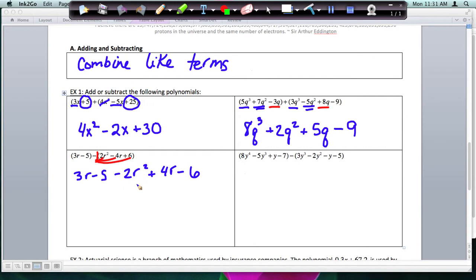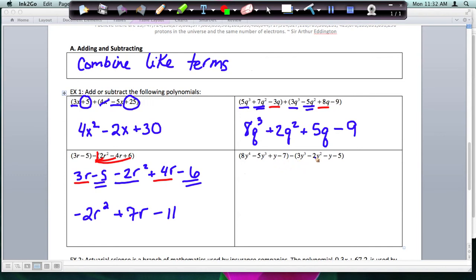Now I'll combine like terms, and again I'll start with my largest exponent, so the negative 2r squared. And now I want to combine my r's, and I have a 3r plus 4r, which will give me a 7r. And then this is a minus 5 and a minus 6, right? And those two combine to be negative 11.